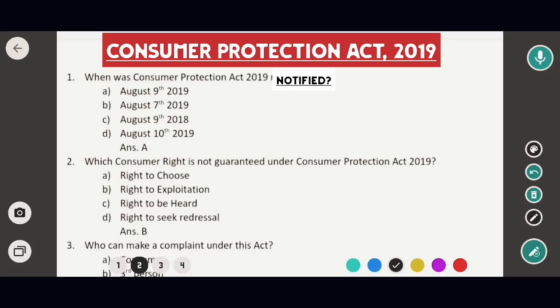Hello everyone, today we will solve a few most important MCQs on Consumer Protection Act 2019. So those who are preparing for All India Bar examination, this video lecture will be very helpful for you all.